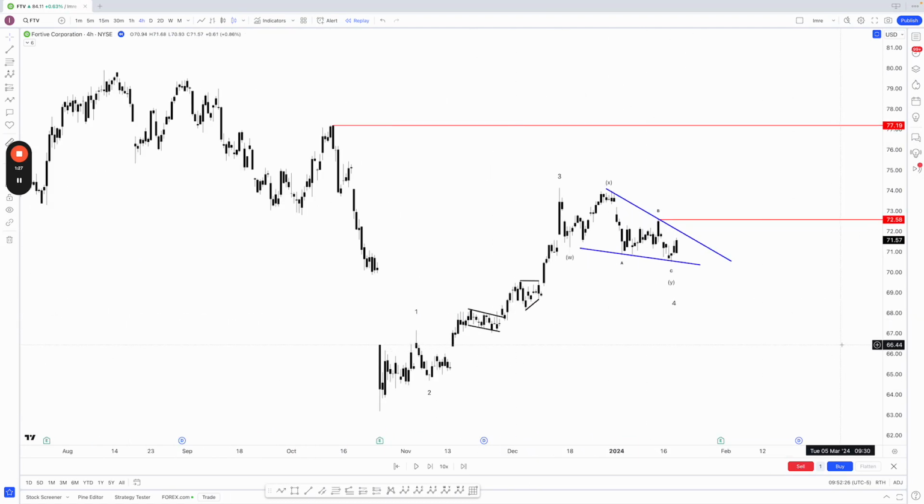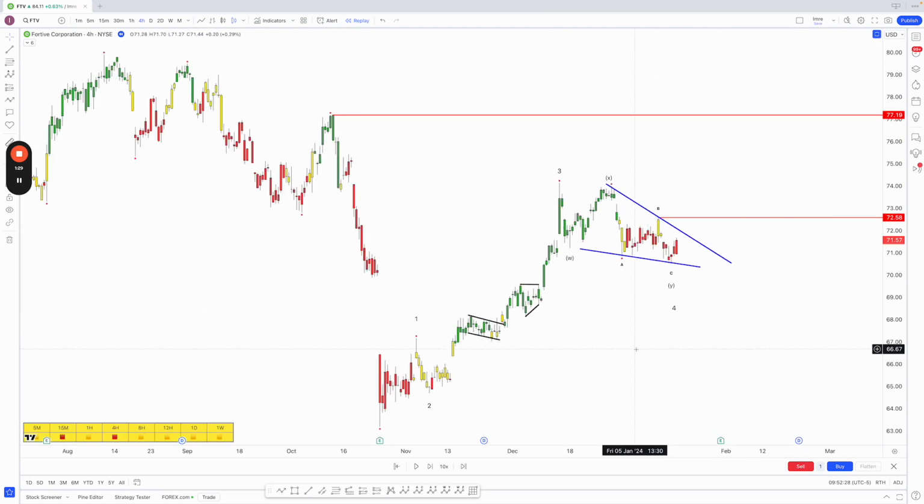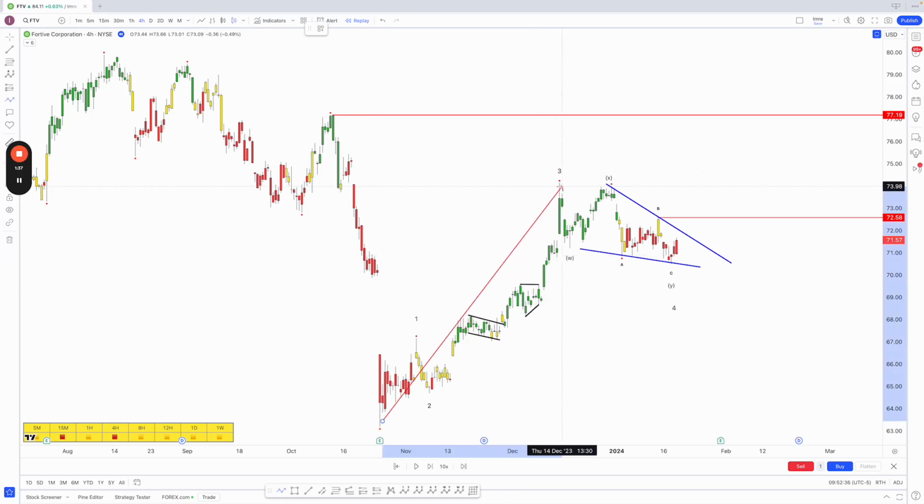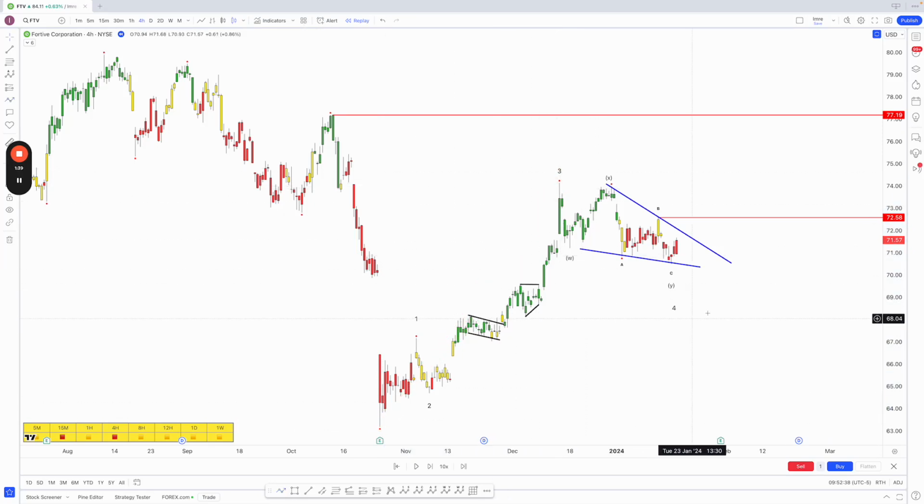So I was tracking at the time what looked to be a fairly impulsive advance. And there's more than one way to count this advance here. All right. I'm not going to disagree with you on that. If you have a different count, that's perfectly all right.